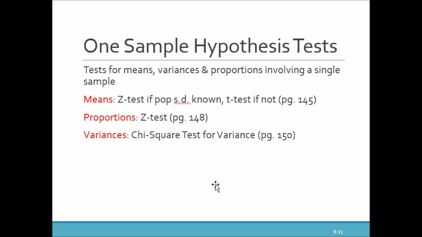So, one sample hypothesis tests: tests for means, variance, and proportions involving a single sample. We can do this through a z-test if the population standard deviation is known, or a t-test if it's not. We almost always do not know the standard deviation of the population, so we almost always use the t-test. We can use a z-test for proportions and a chi-squared test for analysis of variance in one variable.